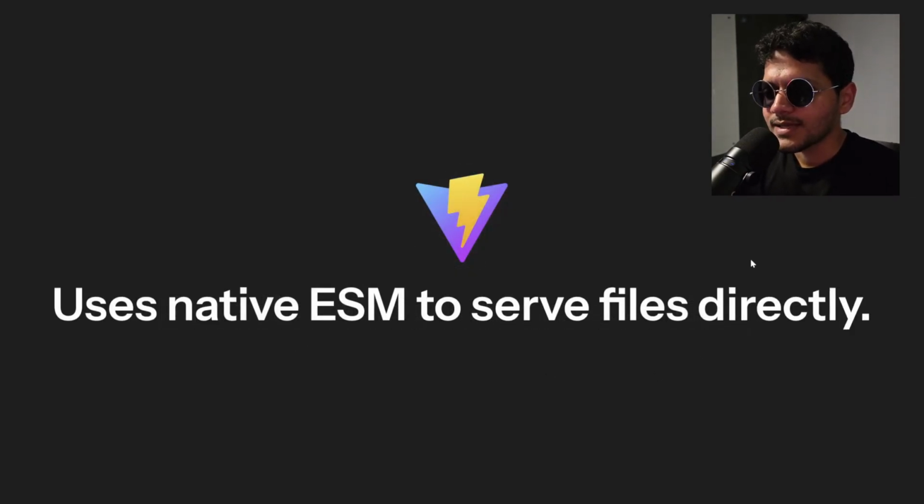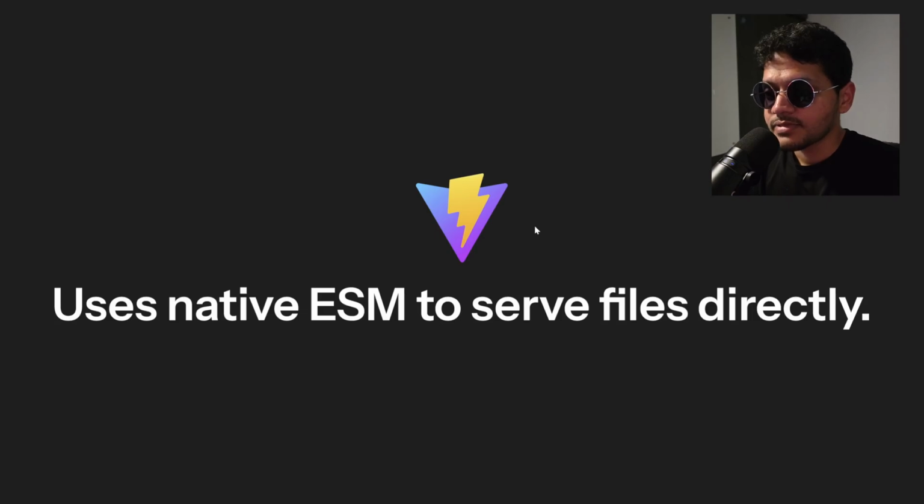Now, Vite takes a completely different approach. So in dev mode, it doesn't bundle your app at all. Instead, it relies on native ES modules that modern browsers support. So when the browser requests your code, Vite serves your source files directly. If the browser encounters an import statement, it just asks the dev server for that file.